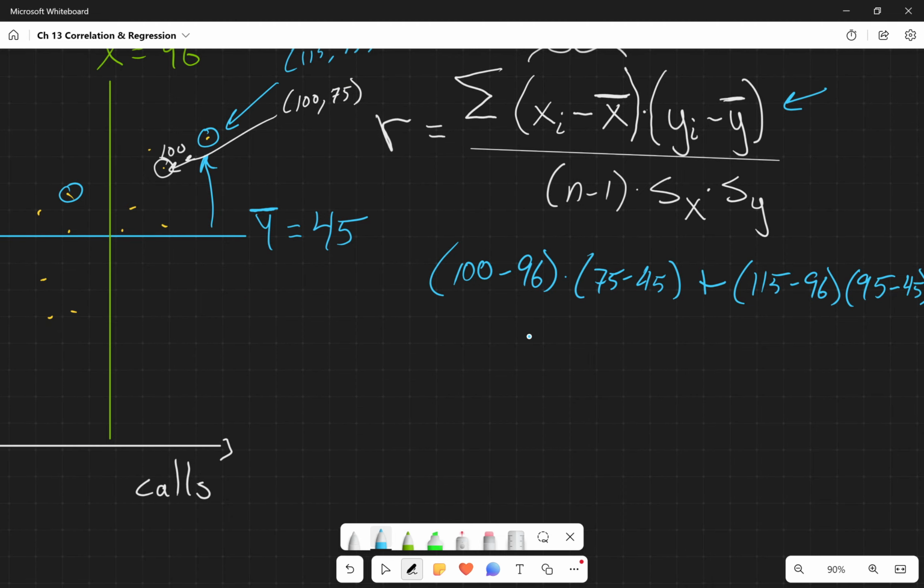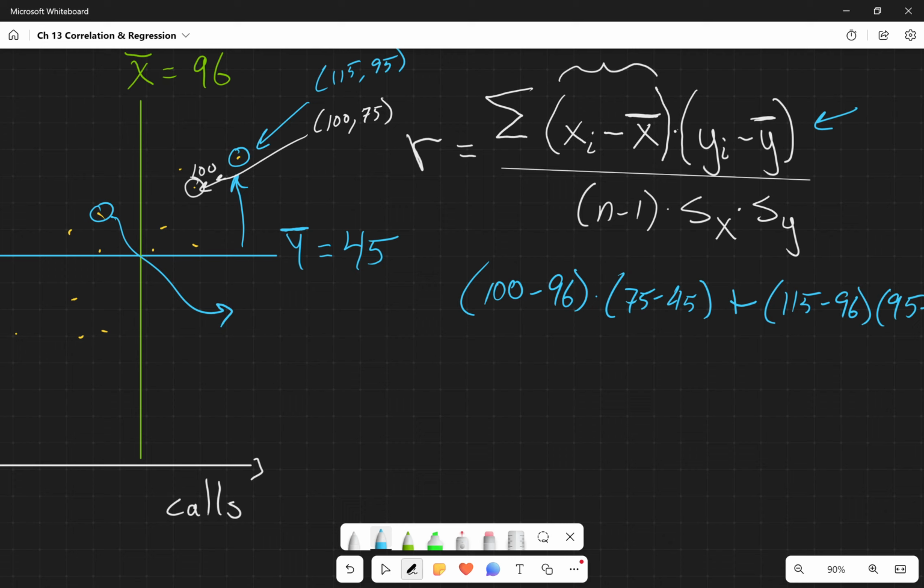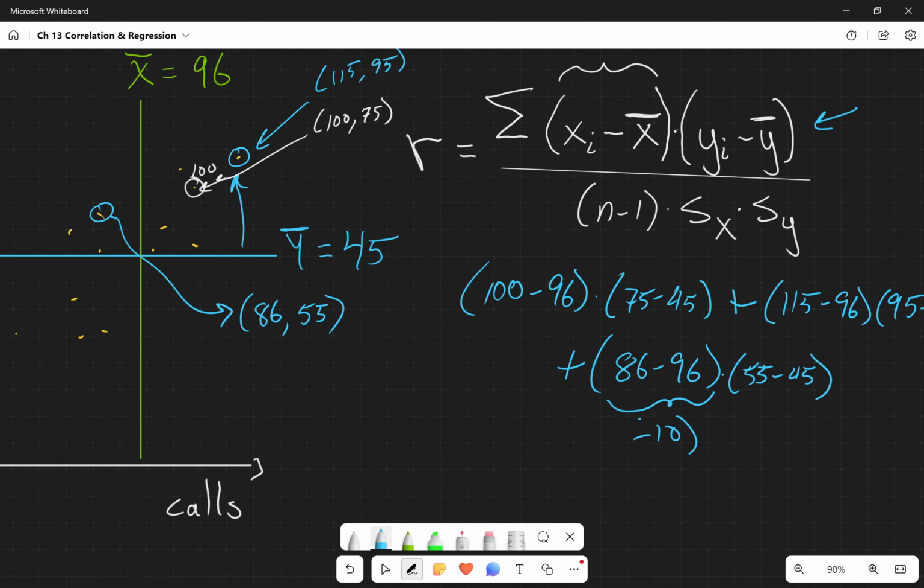And then the third point, which I picked out over here just so we had some variation, is going to be, well, what if x is to the left of 96, right? So if this point was something like 86 and then 55, then we're going to add another term as part of the summation, right? And this one is going to be 86 minus 96 times 55 minus 45. So now we're going to get a negative number over here, negative 10 times positive 10.